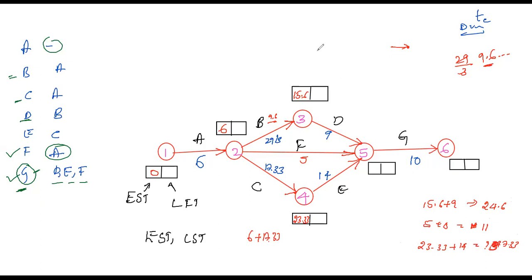So here among the 3 values, the maximum is 24 for the first path, 11 for the second path, and 37 for the third path. Maximum we need to choose while going in the forward direction. So the maximum is 37, so I will choose 37.33. And for the last one, we have only one arrowhead. 37.33 plus 10, you will get 47.33.